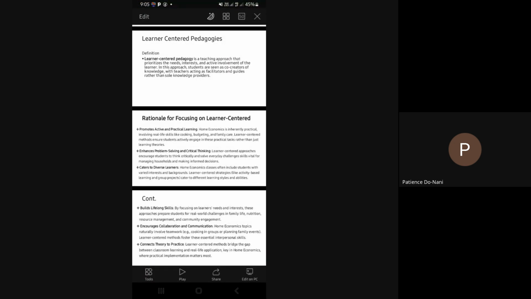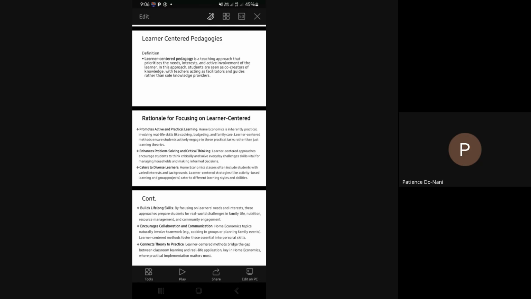So the learner-centered pedagogy is a teaching approach that prioritizes the needs, the interests, and the activities that involve the learner. Every activity in the learning process that makes the learner an active participant becomes a learner-centered approach. In this approach, students are seen as co-creators. The learning is between the teacher and the student. We facilitate and help them, and more than 50% is on the students. Ours is just to guide them: this is the way you should go. So teachers act as facilitators and guides rather than knowledge providers.